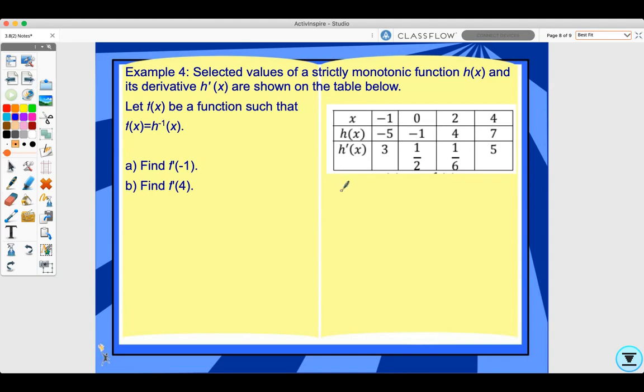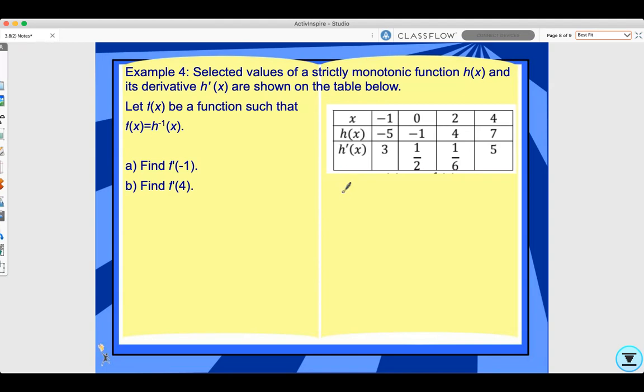Example 4, the same thing. Selected values of a strictly monotonic function h of x and its derivative h prime of x are shown. Let f of x be the function such that f of x equals h inverse of x. Find f prime of -1 and f prime of 4. So since f of x equals h inverse of x, we can just use the formula again. So another way you could write f prime of x would be 1 over h prime of h inverse of x for each of these.